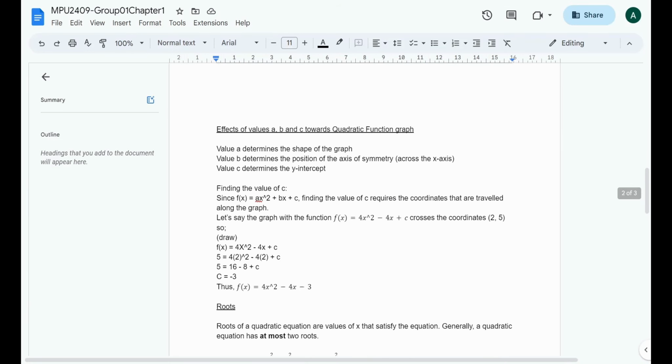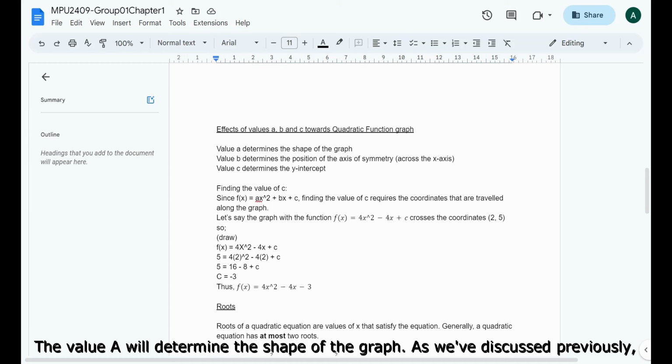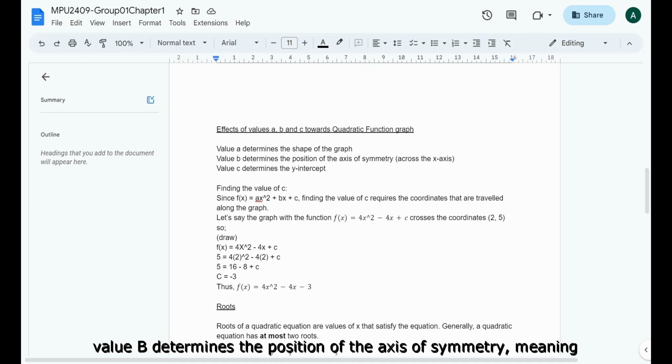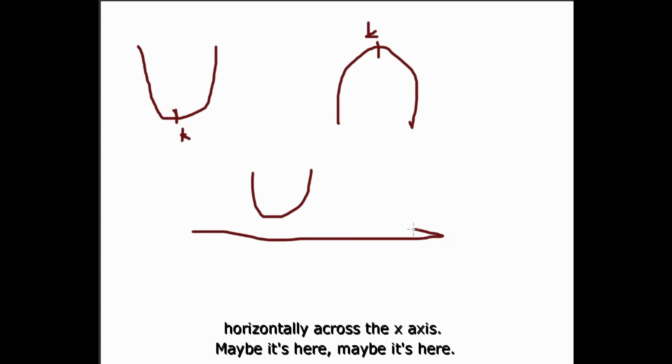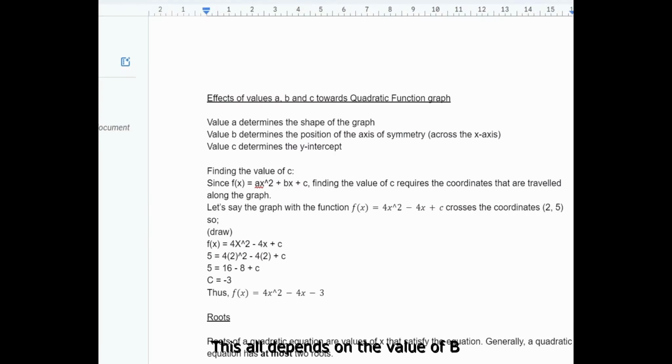Alright, next we have the effects of values a, b, and c towards quadratic function graph. So this is pretty simple. The value a will determine the shape of the graph as we've discussed previously. Value b determines the position of the axis of symmetry, meaning the position of the graph horizontally across the x-axis. Maybe it's here, maybe it's here, maybe it's here. This all depends on the value of b.